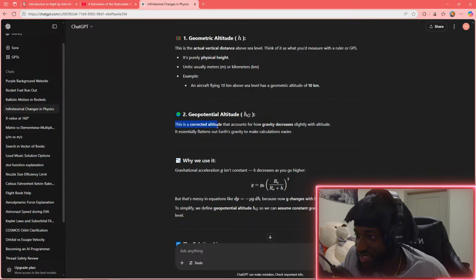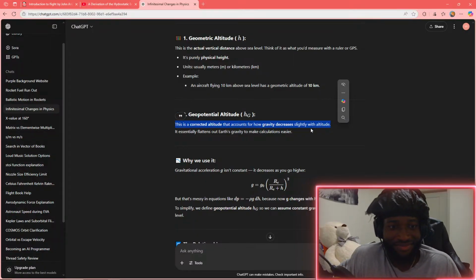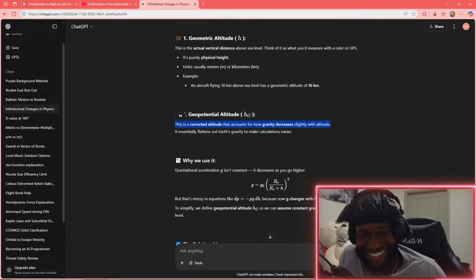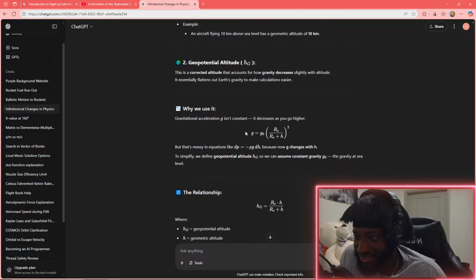What? This is a corrected altitude that accounts for how gravity decreases slightly with altitude. The rate. Are you being sarcastic, Ovidi? The radius of the moon. That's funny. All right. That accounts for how gravity decreases slightly with altitude. Okay. So that's it? Oh yeah, G is different. Your acceleration due to gravity and your local acceleration due to gravity are two different things. I get that.